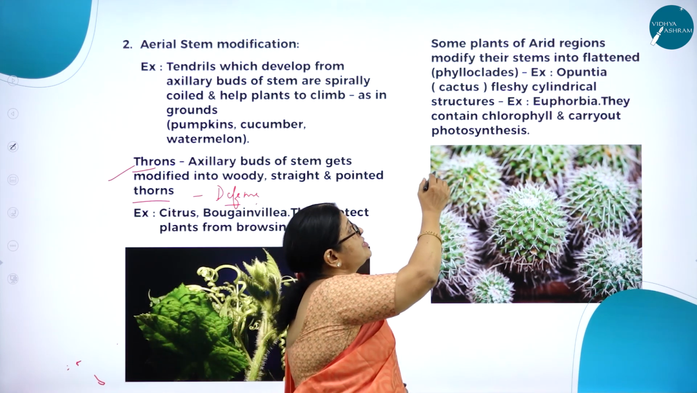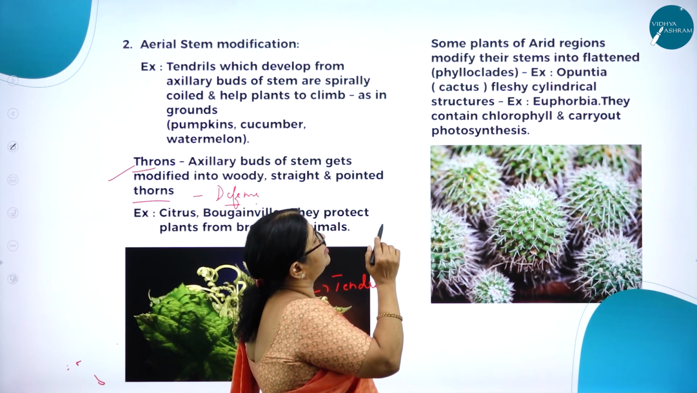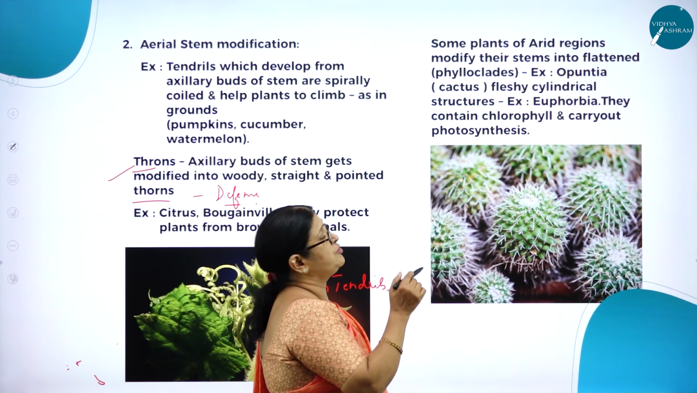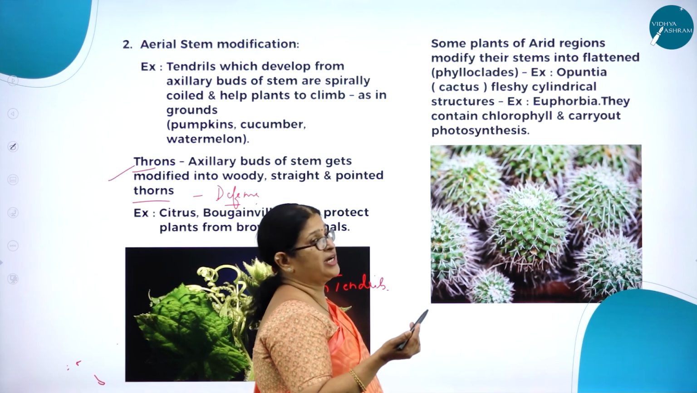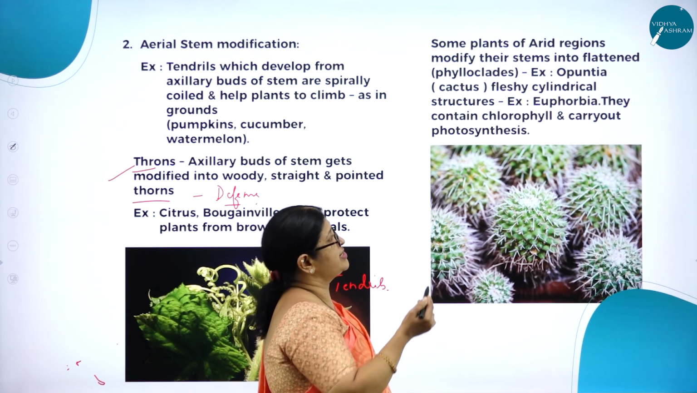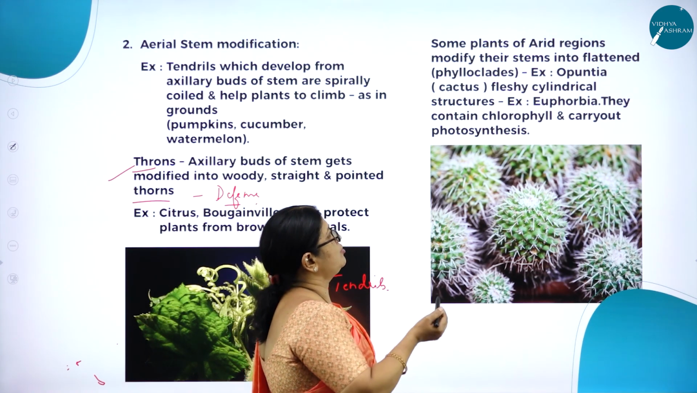Then you come across in some arid regions, the stems get themselves modified into flattened structures. What do you call that flattened structure? Phylloclad, like Opuntia, cactus. Then fleshy cylindrical structures like Euphorbia, they contain chlorophyll and carry out photosynthesis.